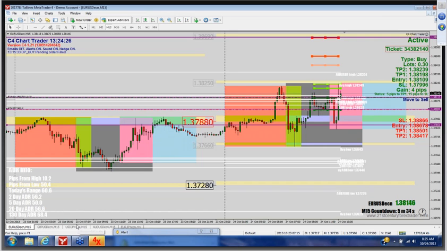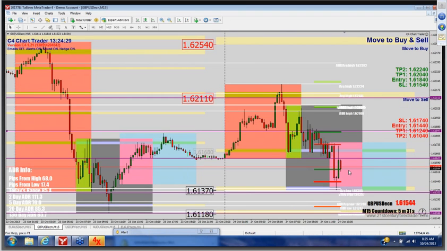All right, so last one up. So for the pound, I'm not going to take a trade right this second. I'm going to wait for news here in half an hour, and then we're going to watch this 61.63 for potential entry.